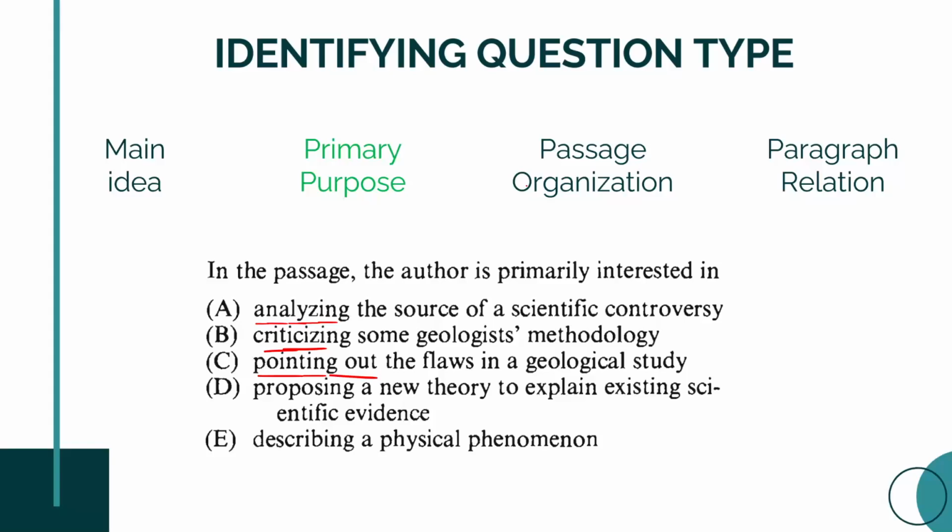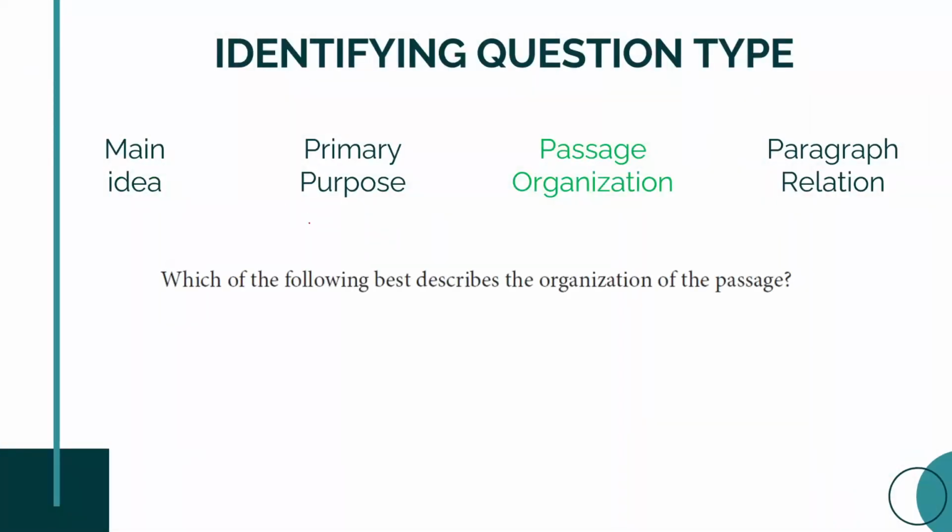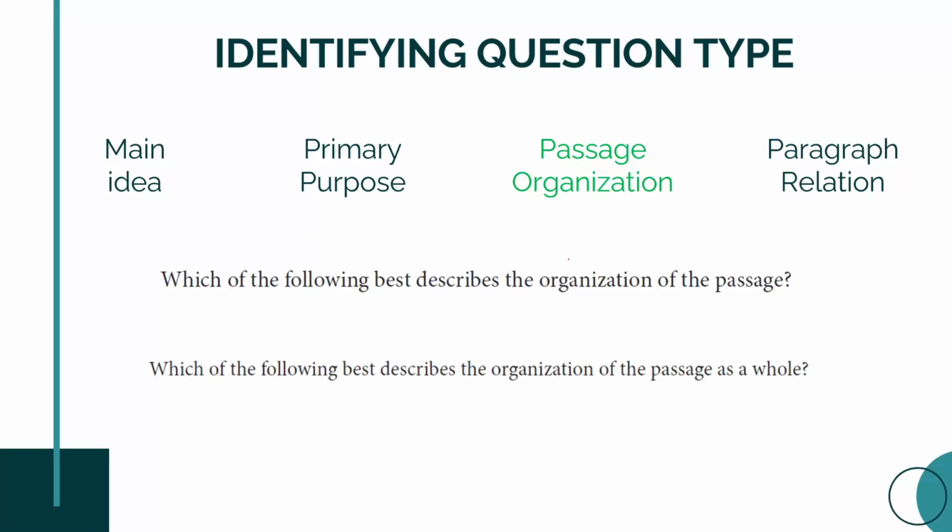Okay, a couple other examples for passage organization and passage paragraph relationship. So passage organization would look something like this. Which of the following best describes the organization of the passage? Which of the following best describes the organization of the passage as a whole? What exactly does that mean? It basically means, what is the author doing in order? So the author first does this, and then this, and then this, and then this. It's going to be a series of statements all related to the author's function or purpose.